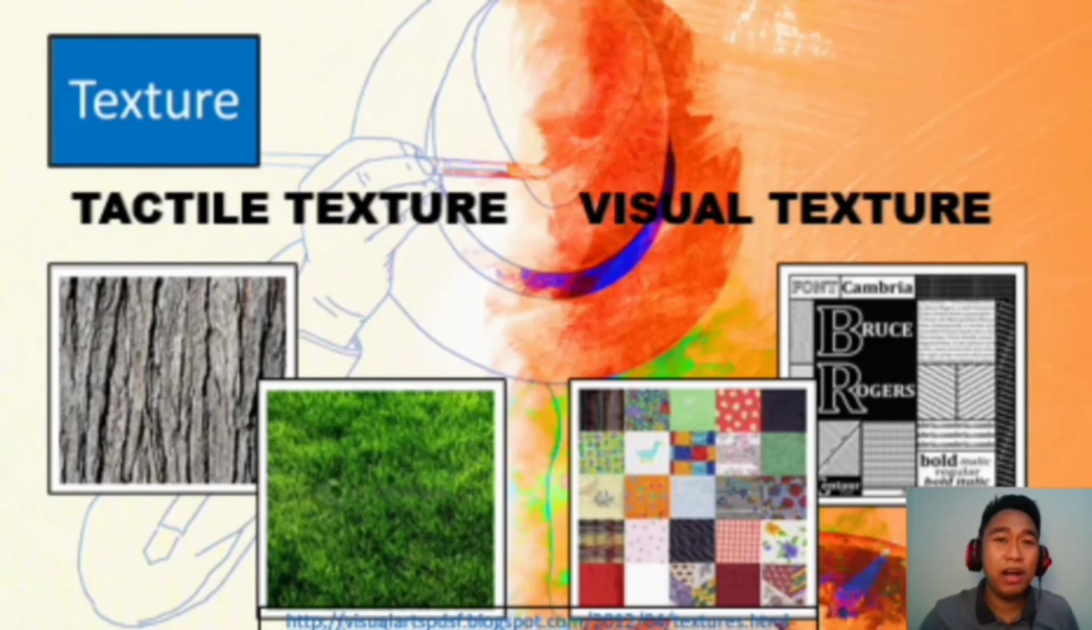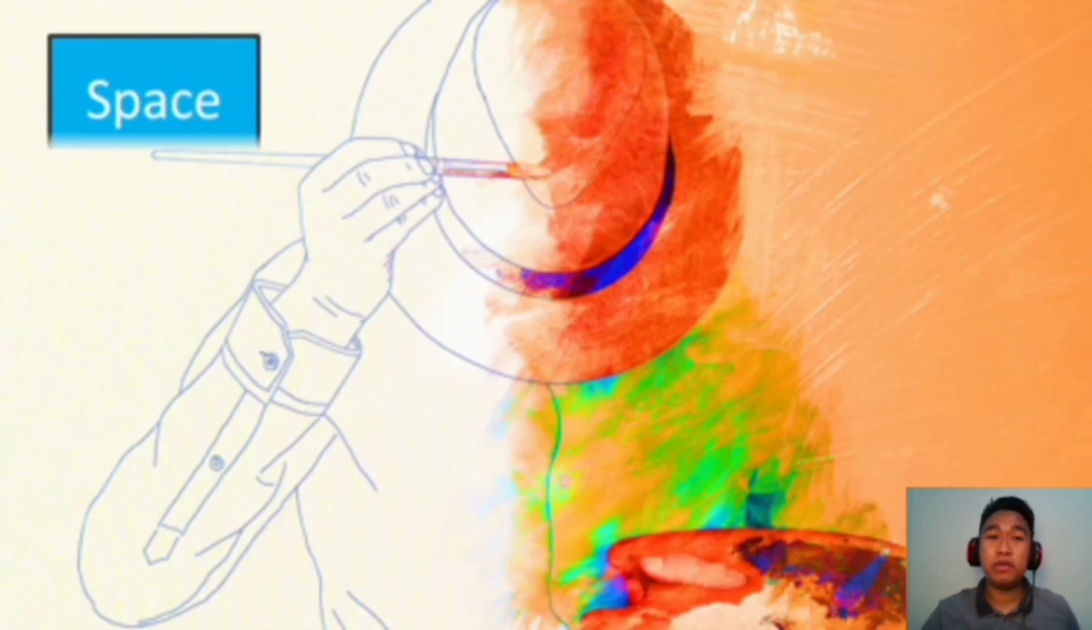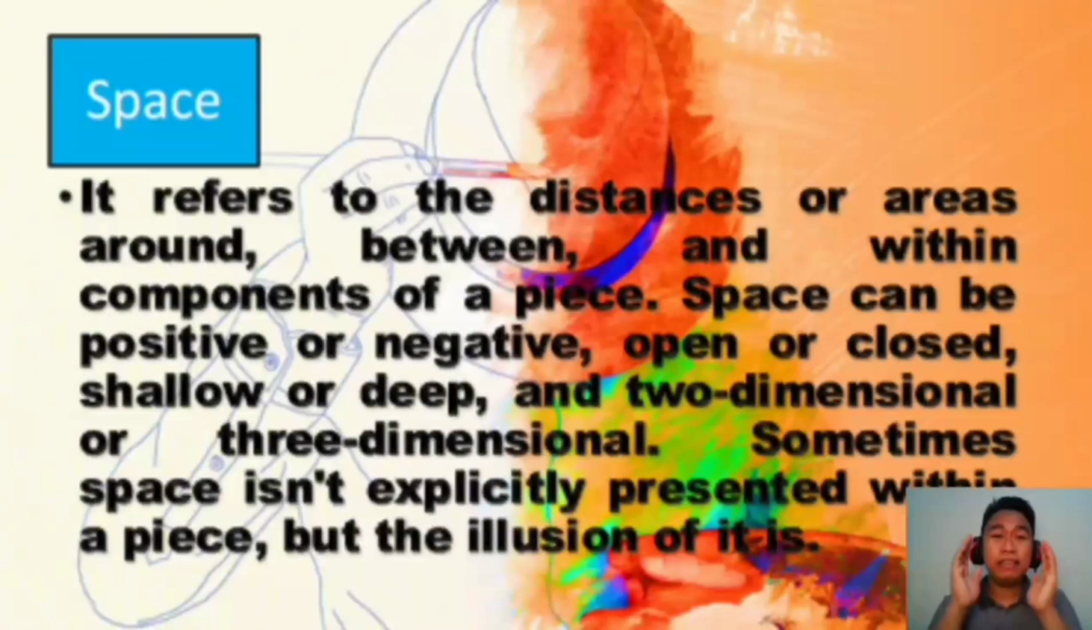Okay, so those are the examples of textures, mga kanakan. Okay, mga kanakan, we are now down to our last element for this episode, and that is the space. It refers to the distances or areas around, between, and within the component of a piece. Space can be positive or negative. It can be open or closed, shallow or deep, and two-dimensional or three-dimensional. Sometimes space isn't explicitly presented within a piece, but the illusion of it is.